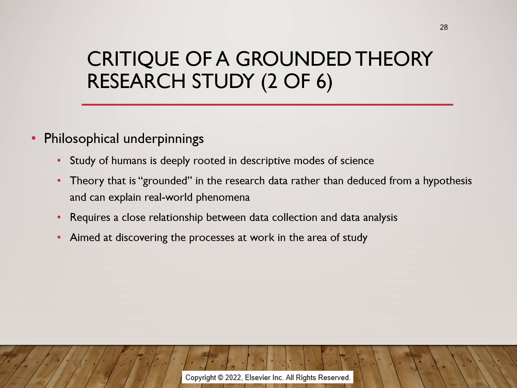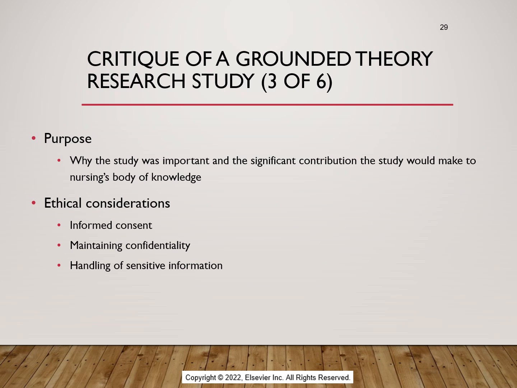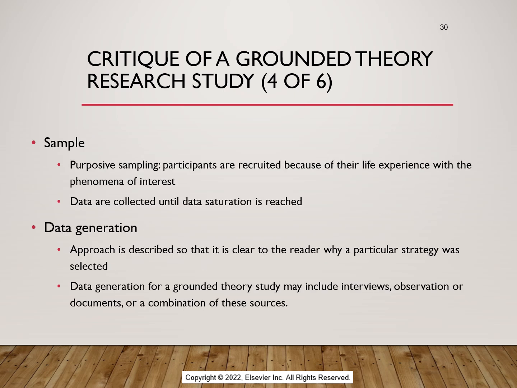As I mentioned earlier in this presentation, oftentimes the researchers will collect data from one participant, transcribe the interview, and then analyze for themes before they go and collect data from the second and subsequent participants. So the aim is discovering the process at work in that area of study. Is the purpose evident as you're reading through that article? Were there ethical considerations taken into account? How did they handle sensitive information? Did they use purposive sampling? Were participants selected because of their life experience? Did snowball sampling happen? Did data collection continue until data saturation was reached? Could that explain the number of participants in the study?